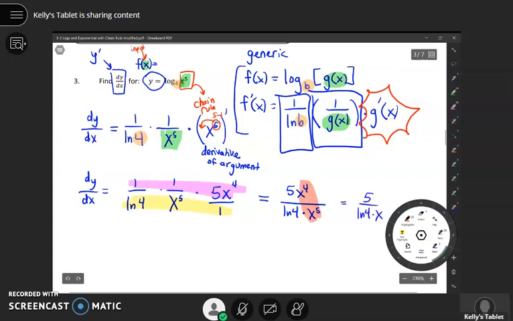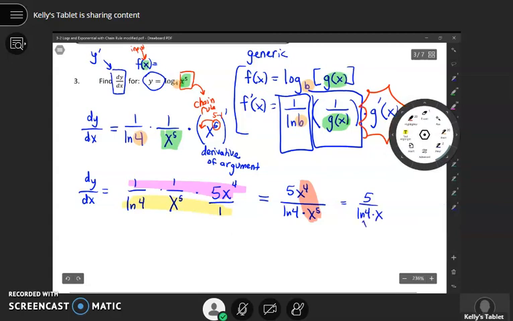And since order doesn't matter when we're multiplying, we can flip-flop that order just for clarity. We don't want that ln of 4 times x to accidentally look like an ln of 4x or something. So we can move that factor of x in front of the ln to make it really clear it's multiplying. So my derivative is just 5 over x natural log of 4.